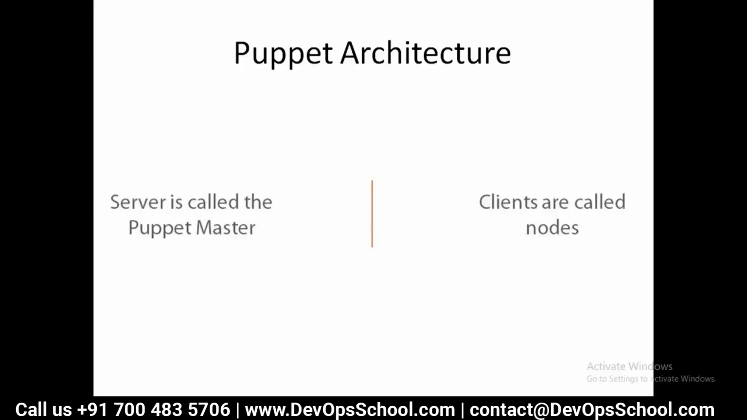As part of the Puppet architecture, we have two important blocks. One we call the server. The server is also called a Puppet master, Puppet server, or Puppet Enterprise, whatever you want to call it. And then the servers which you manage are called nodes. On each of these nodes you have a client installed. So we have a Puppet master and Puppet nodes.